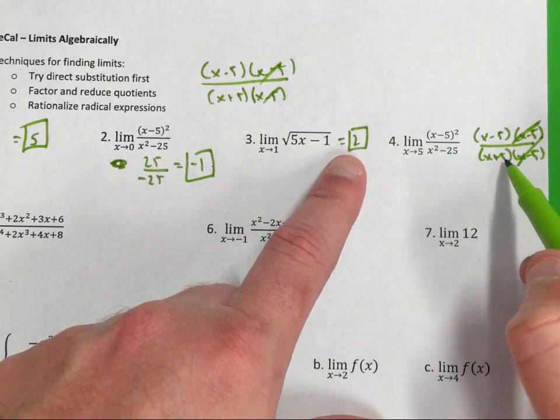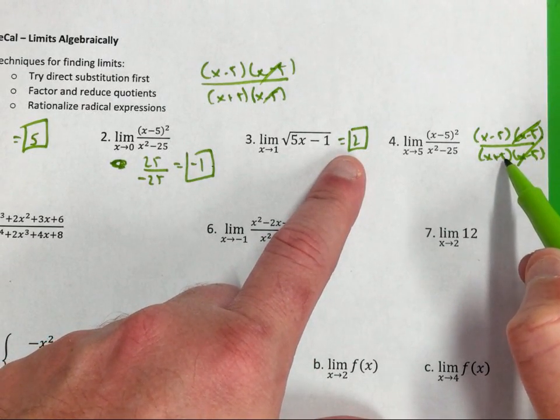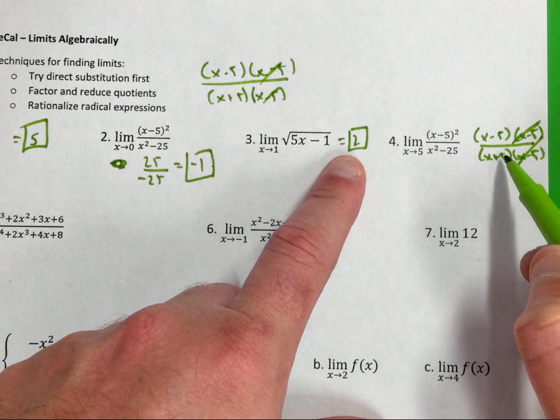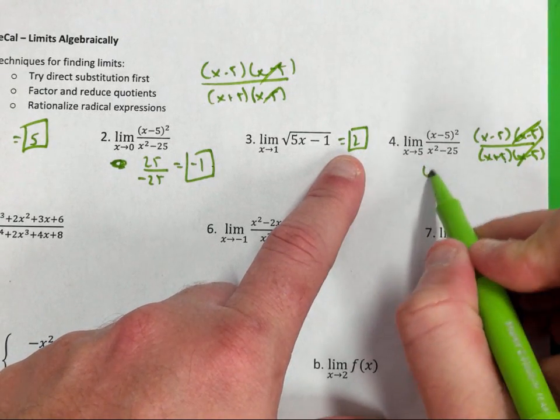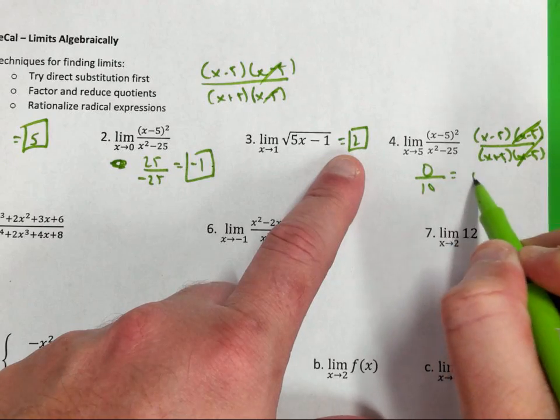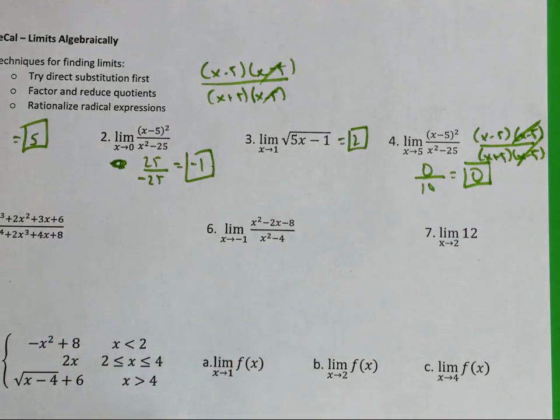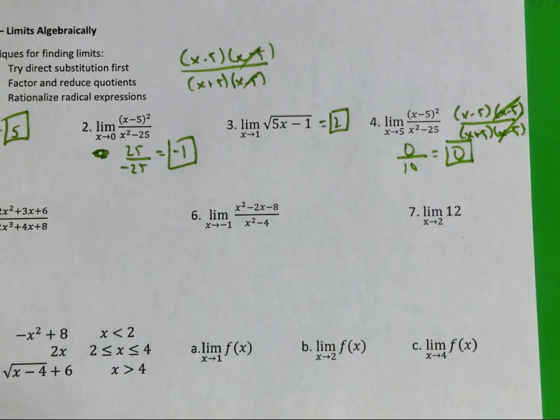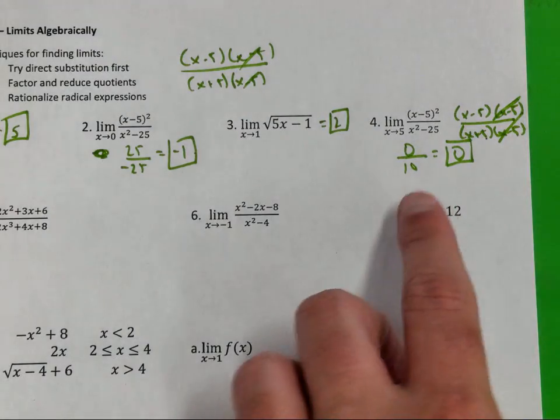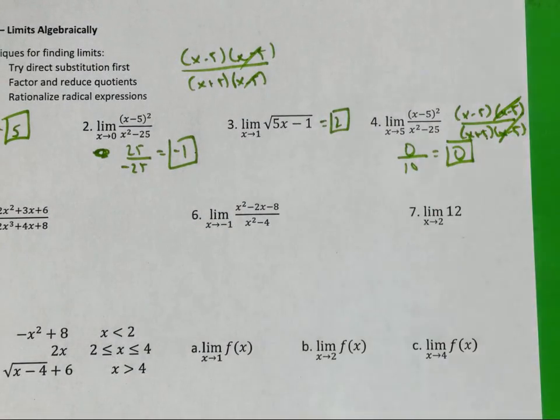If I put 5 in the denominator here, 5 plus 5 is what? 10. I didn't get 0 in the denominator, okay? 5 minus 5 is? 0 over 10 is what? 0 is your answer. Now 0 can be your answer. It's just, you've got to do it after you've cleaned it up first.